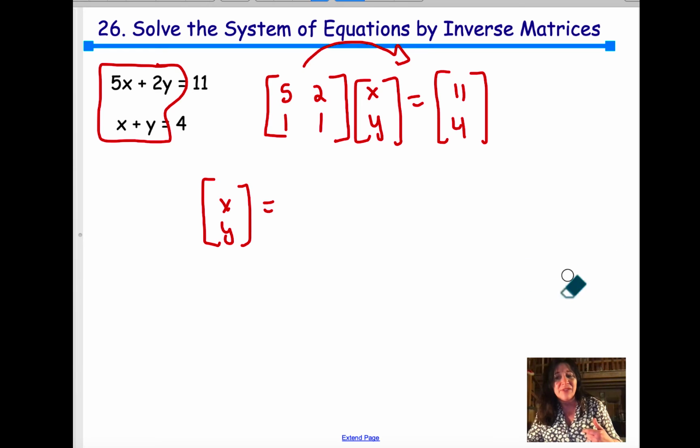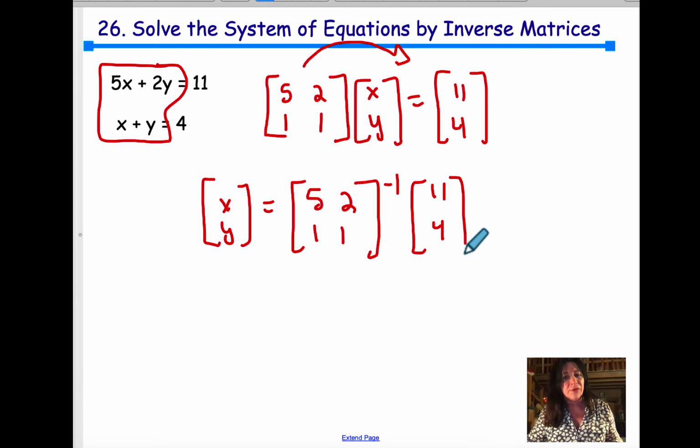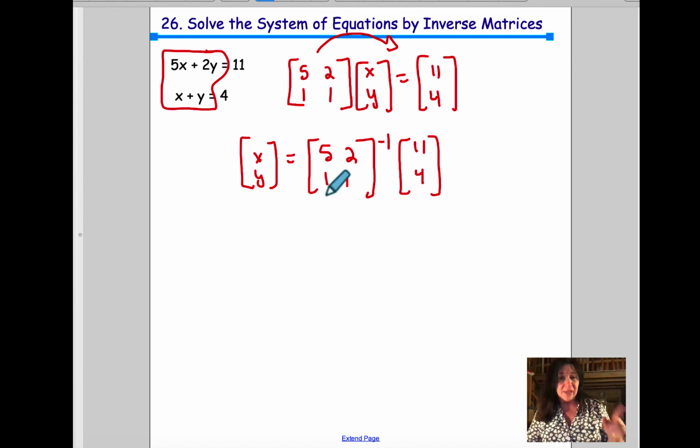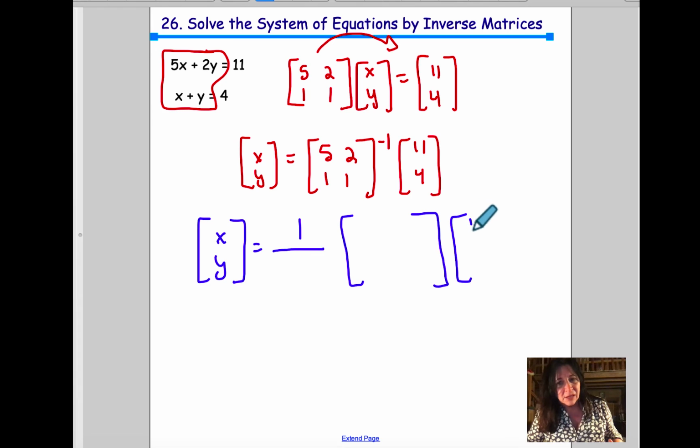And so what happens now is that this 5, 2, 1, 1, when it comes over, it goes in the front. Make sure it's in the front. And it's an inverse, and that's just 5, 2, 1, 1. And then over on the right-hand side, you still have this 11, 4. All right, now, a couple of things. Number one, this is an inverse, and we did this like 2 or 3 slides ago. And in order to find the inverse, remember, we're going to find the determinant. So let's leave this here, and that equals 1 over the determinant times the transpose times 11 over 4.